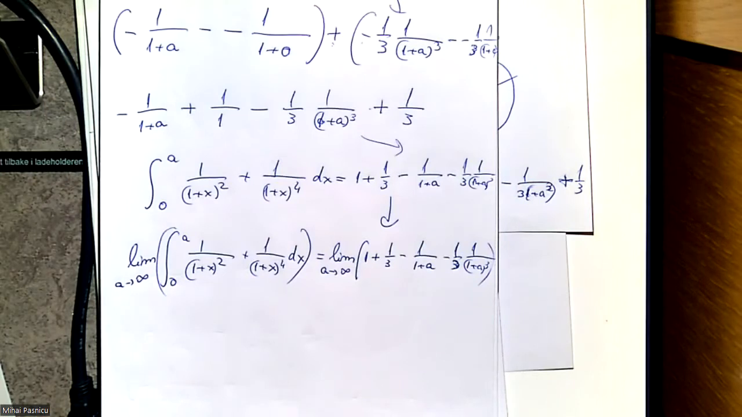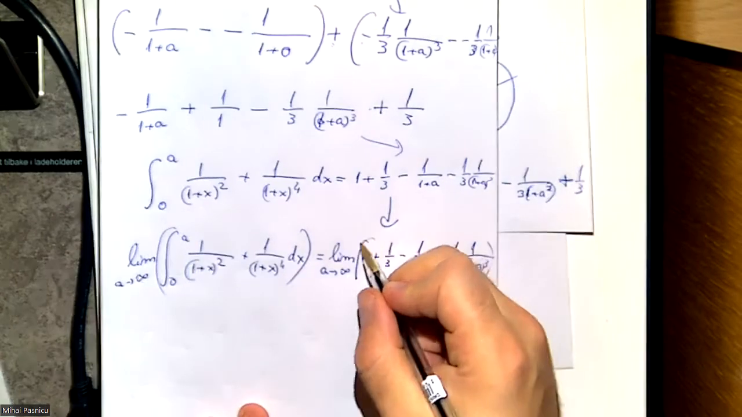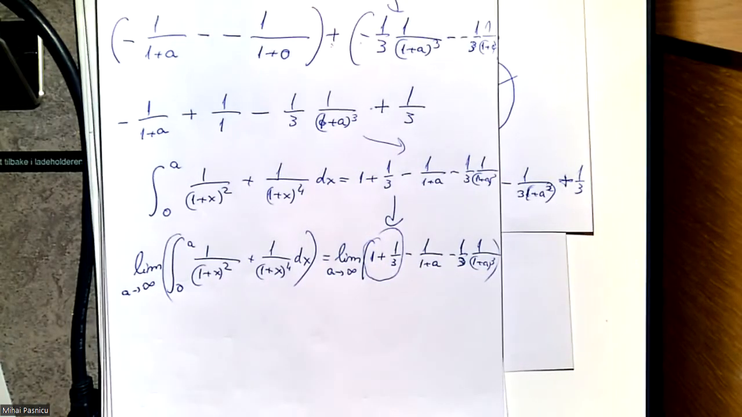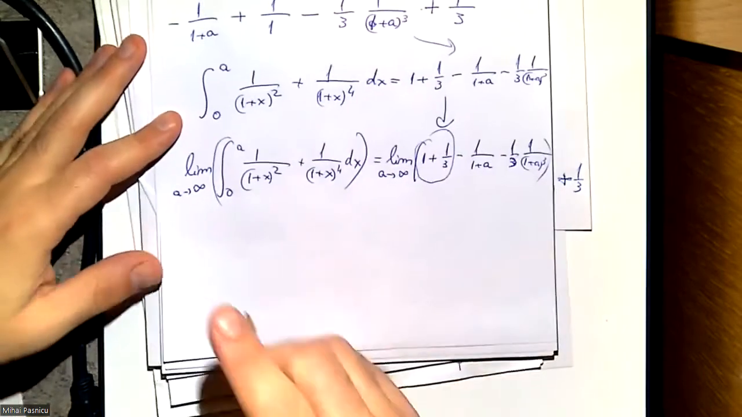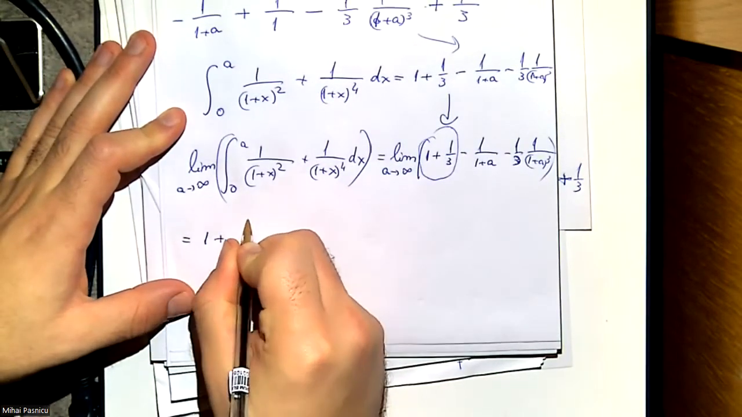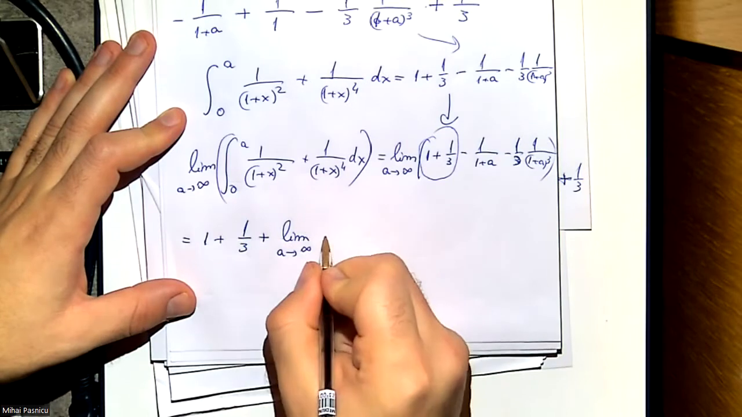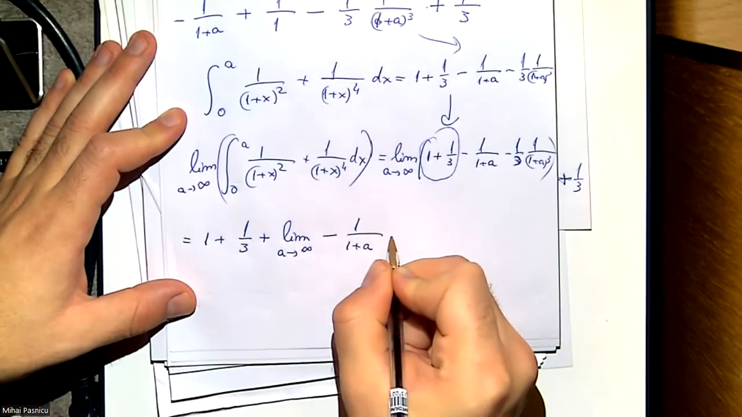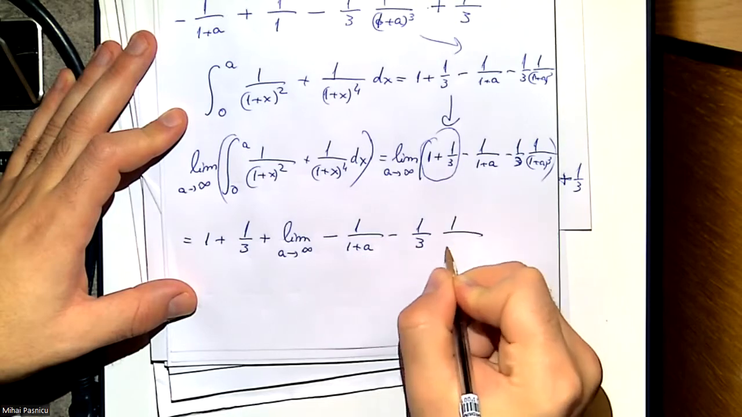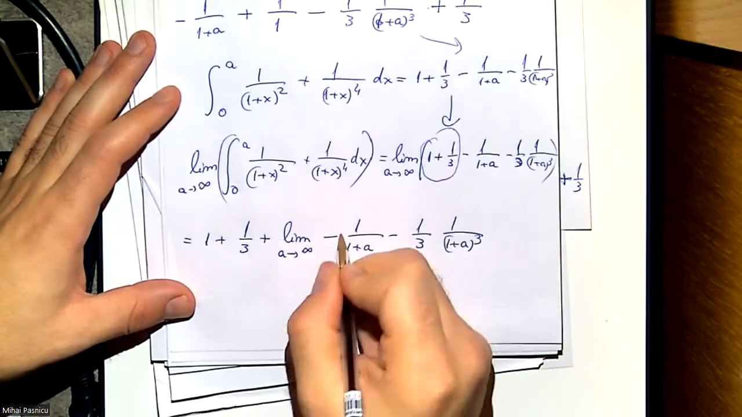Okay, now it's got to be more or less a stupid question, but what does 1 plus 1 over 3 go towards when a goes to infinity? It just stays the same. They're constants. When a goes to infinity, they don't matter. I mean, they're not affected. So I can just write this as 1 plus 1/3 plus the limit when a goes to infinity of minus 1 plus a minus 1/3 1 plus a.